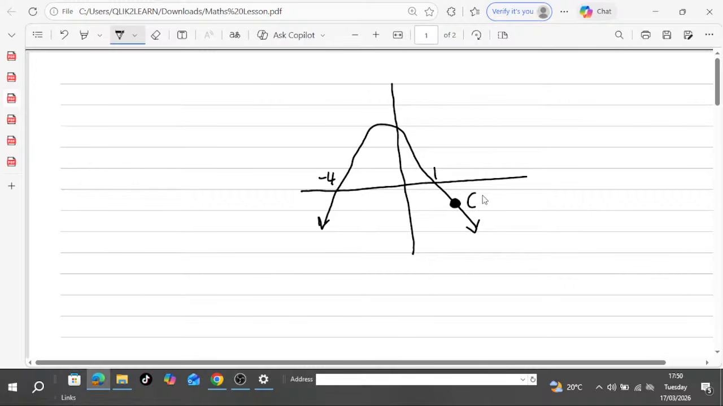Let's call this point (3, -21). Remember, this is not drawn to scale.